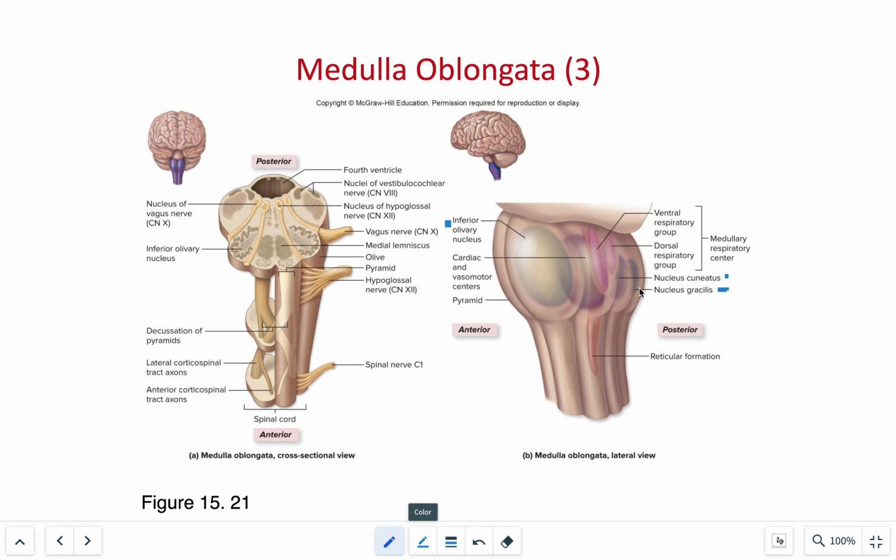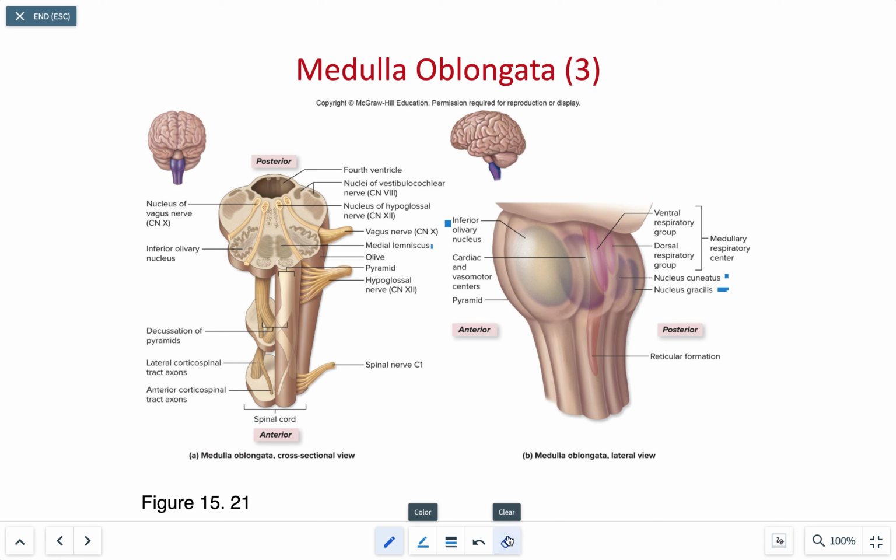And then the next one is going to be, over here on the left side, the medial lemniscus, which is located close to the pyramid. And these projections project through the brainstem to the ventral posterior nucleus of the thalamus.